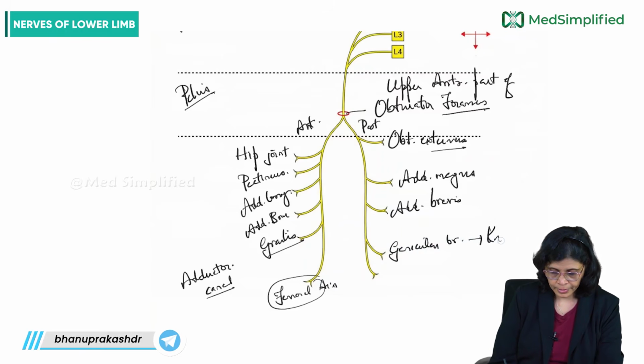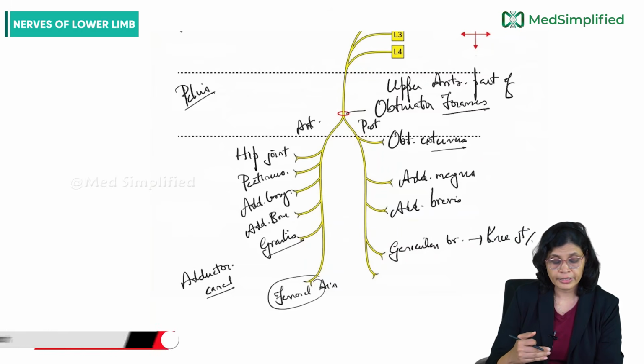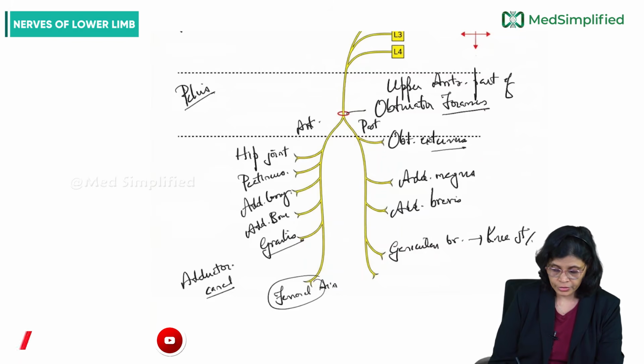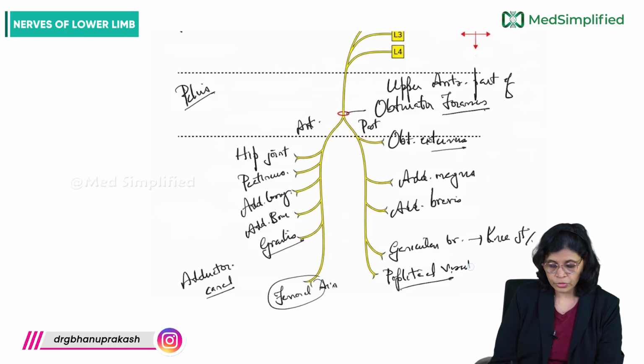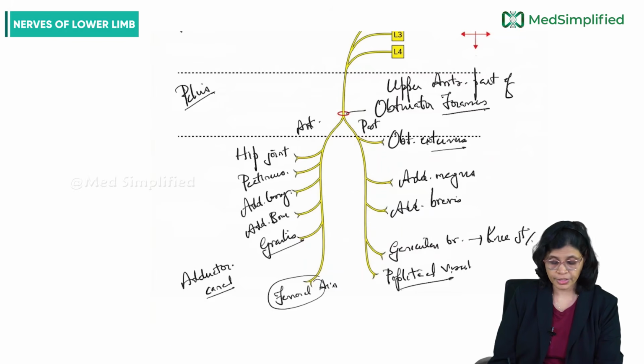Okay. So this branch pierces the adductor magnus or passes through the hiatus, where the femoral vessels enter the popliteal fossa, right? So it passes through that and runs along the popliteal vessels and supplies the knee joint. This posterior division will also give a vascular branch to the popliteal vessels. So that is about the distribution of the obturator nerve, its anterior and posterior divisions.